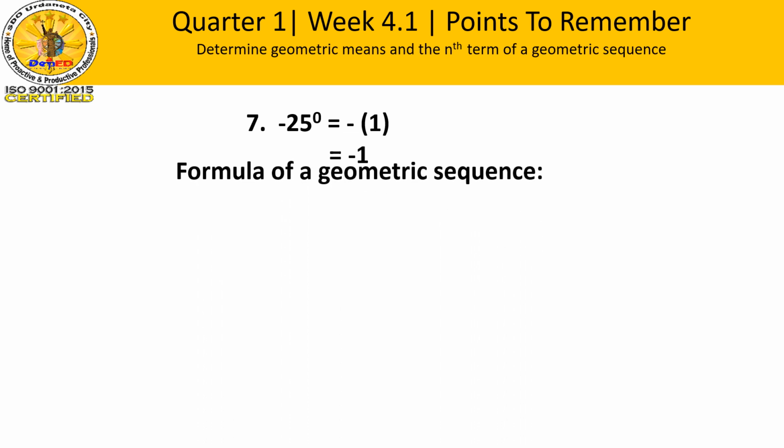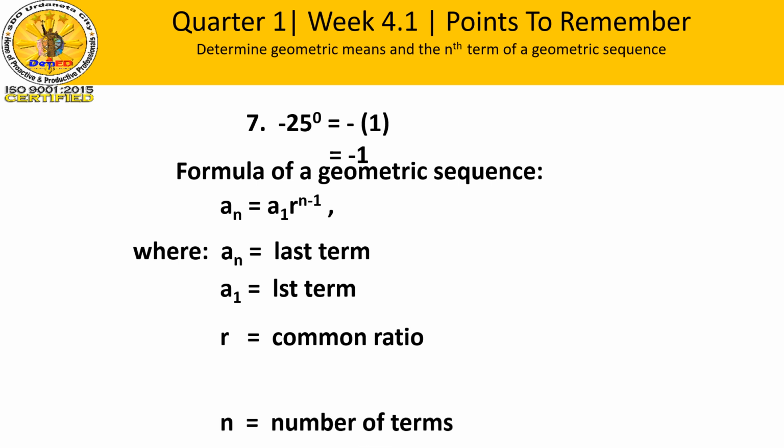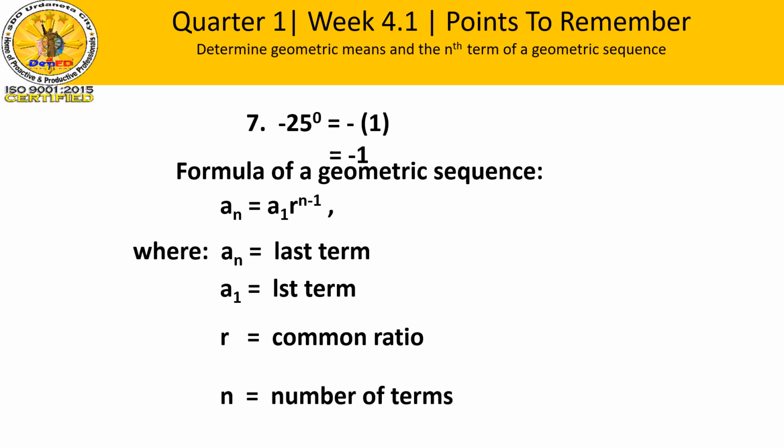Next, we have the formula of a geometric sequence, which is a sub n is equal to a sub 1 multiplied by r raised to n minus 1, where a sub n is the last term, a sub 1 is the first term, r is the common ratio, and n is the number of terms.